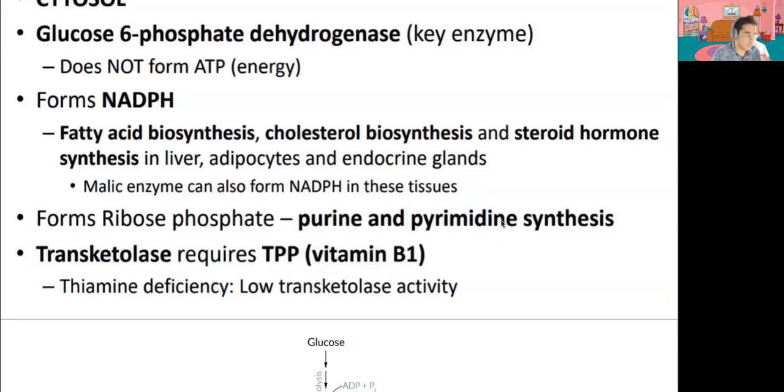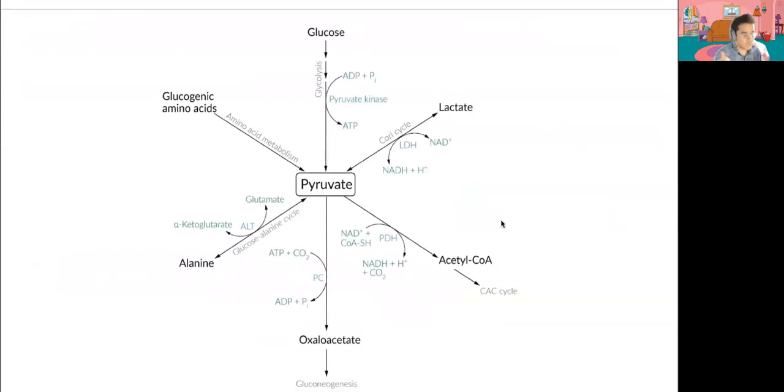Thiamine deficiency is very bad, okay? So low transketolase activity, it's very, very buzzword heavy. So transketolase, think TPP, or they like to ask B1. Okay, we've covered glycolysis and a little bit of gluconeogenesis.